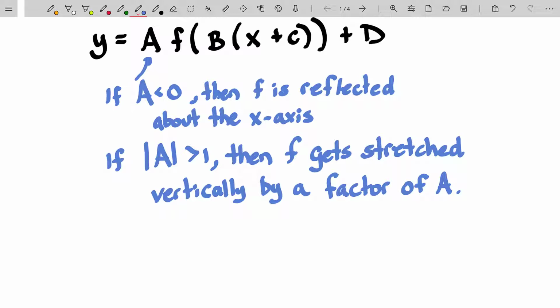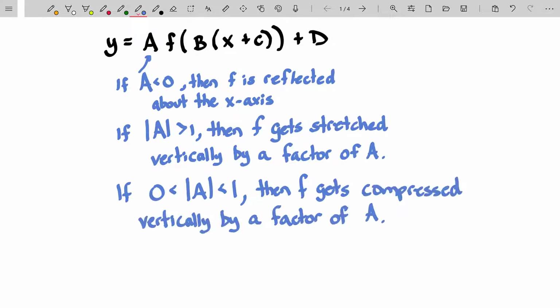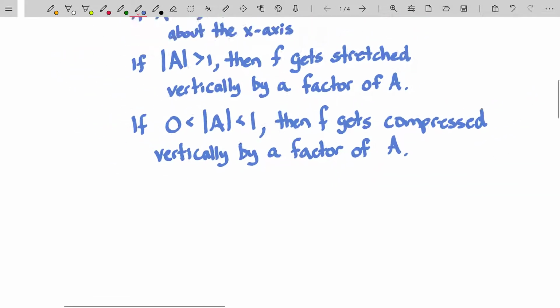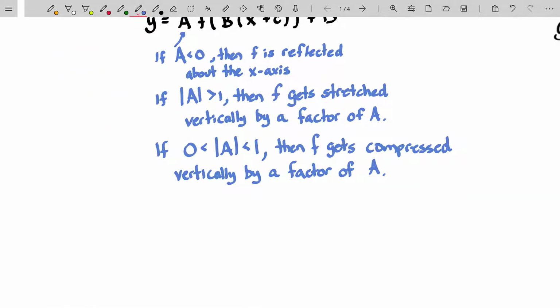Essentially, you're multiplying all the y values by A. If, on the other hand, the magnitude of A is between 0 and 1, then all the y values are being multiplied by a number that is in magnitude less than 1, so everything gets compressed vertically by a factor of A. So if A was like a half, everything is half its original size.